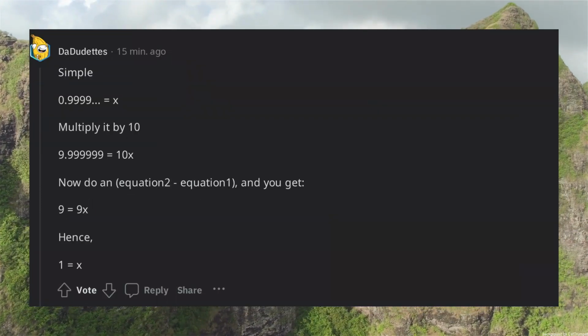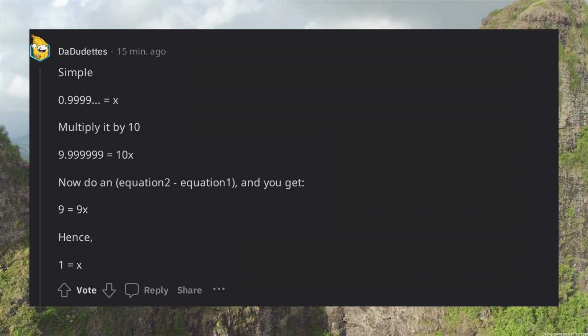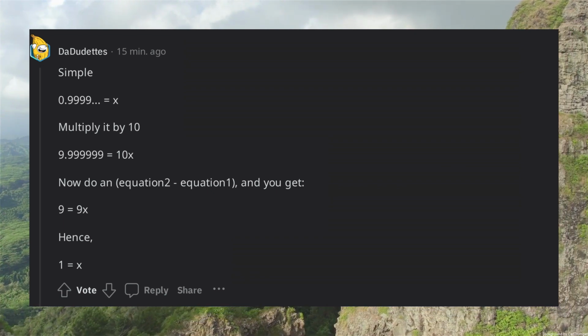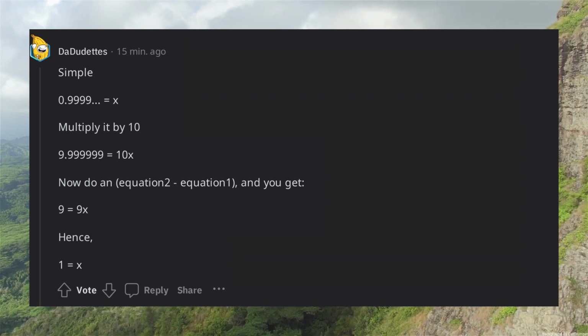Simple. x equals 0.9999... multiplied by 10, 10x equals 9.9999... Now subtract equation 1 from equation 2, and you get 9x equals 9, so x equals 1.